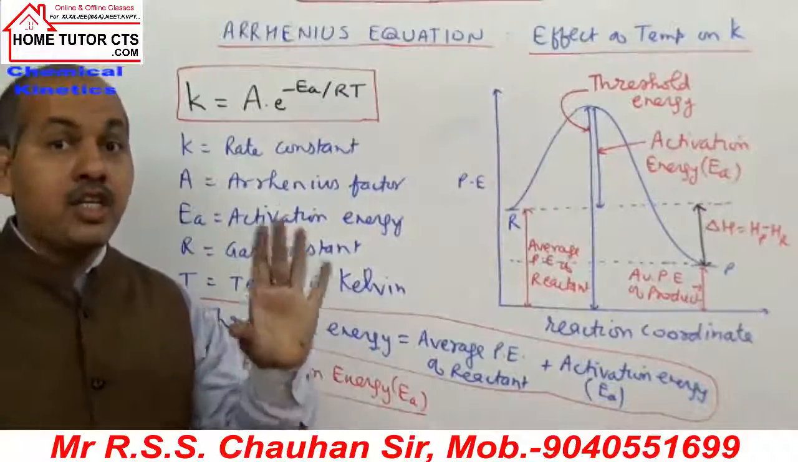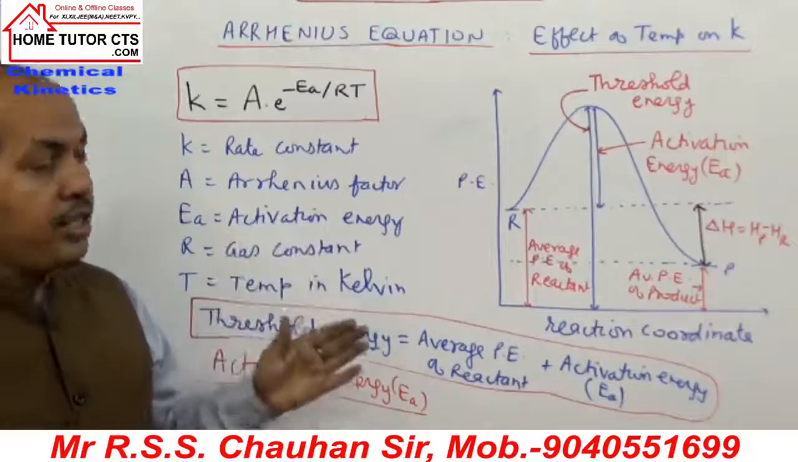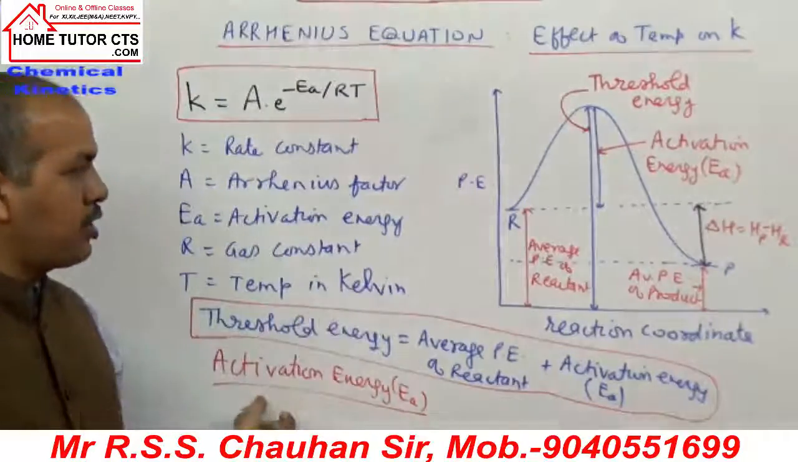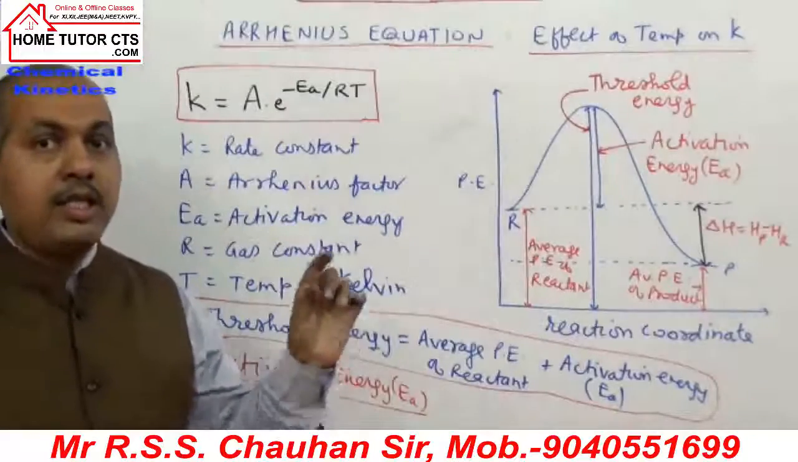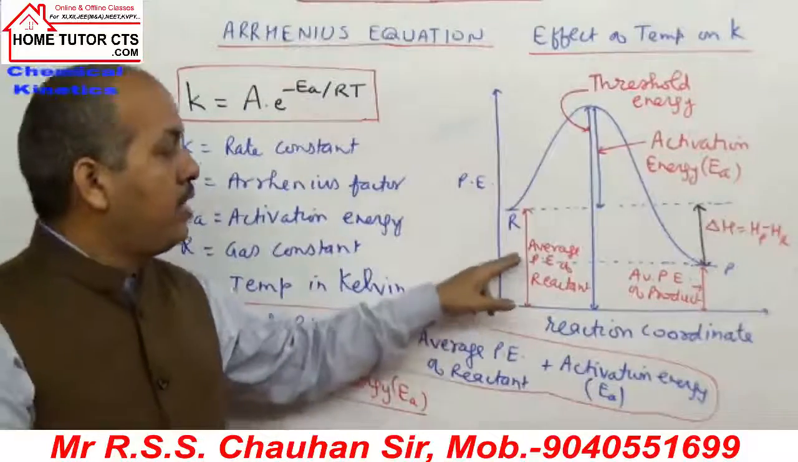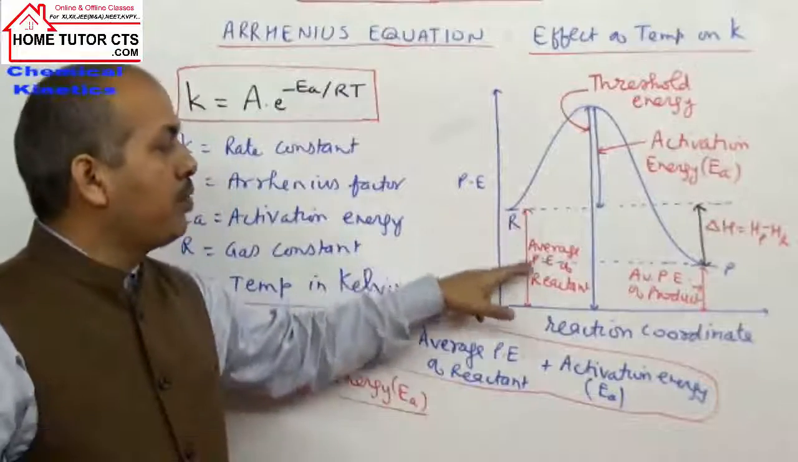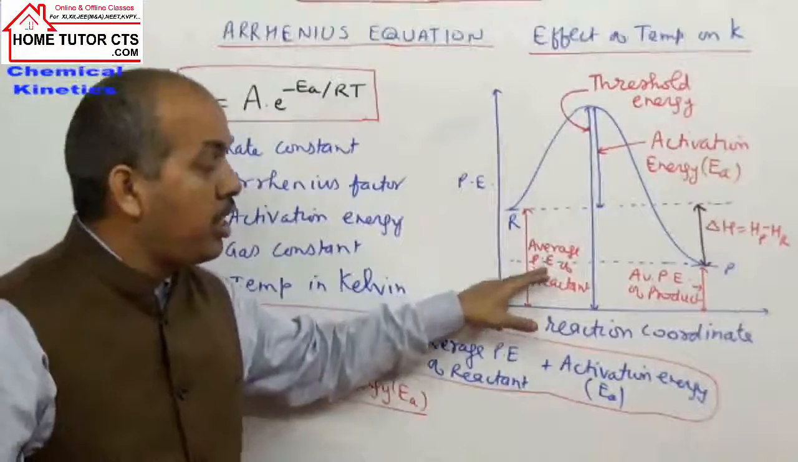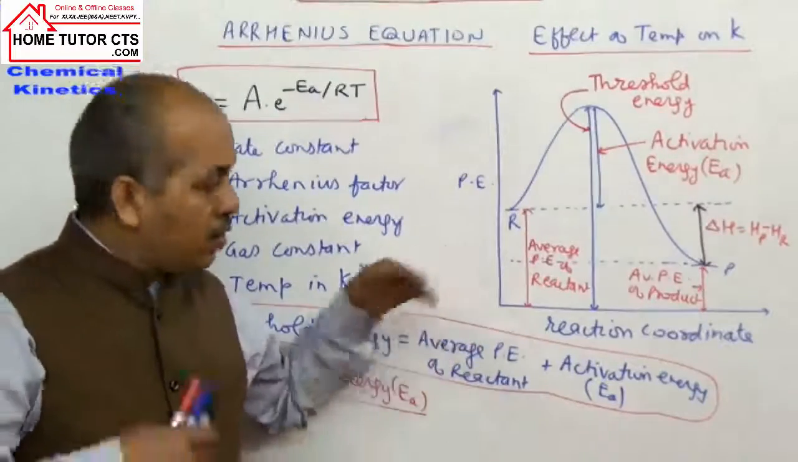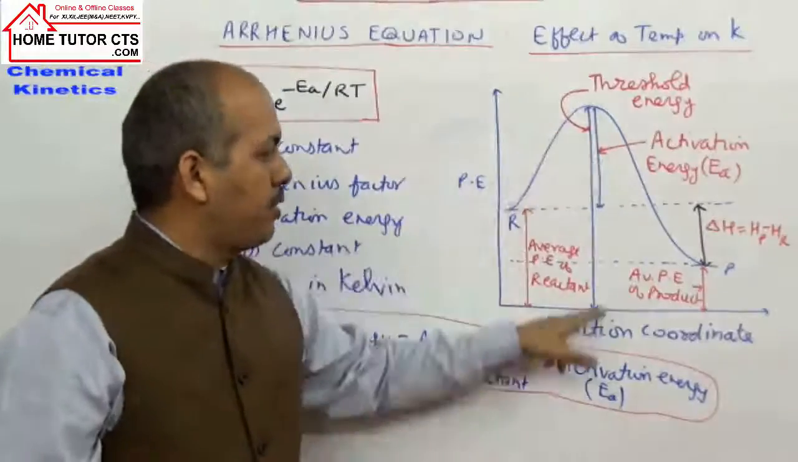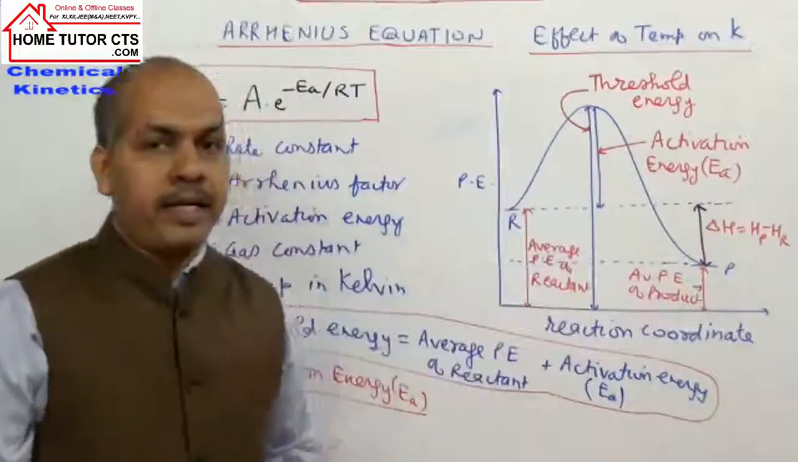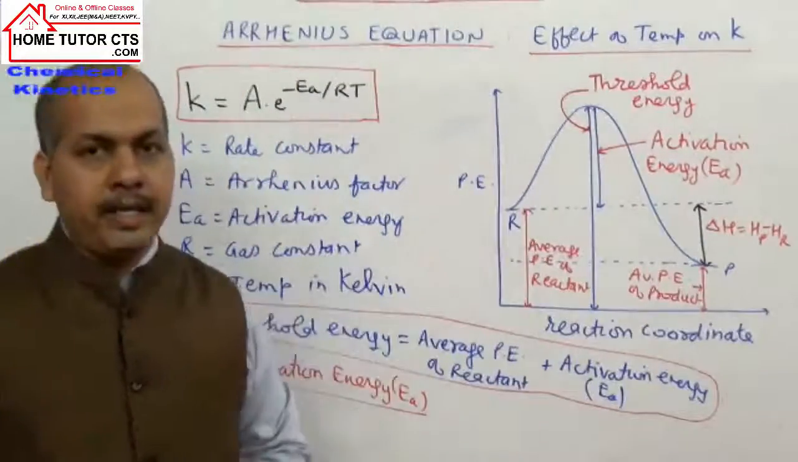Meaning क्या होता है? It is the additional amount of energy. If I take another way of defining it, it is the amount of energy that should be acquired by the reactant molecules in addition to their own average potential energy, to become how much? To become this much, so that they can cross the energy barrier.